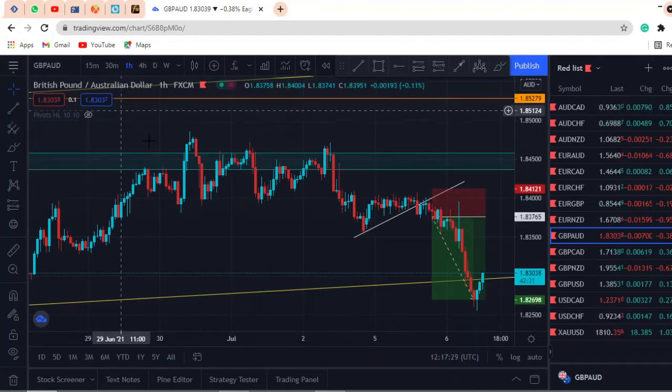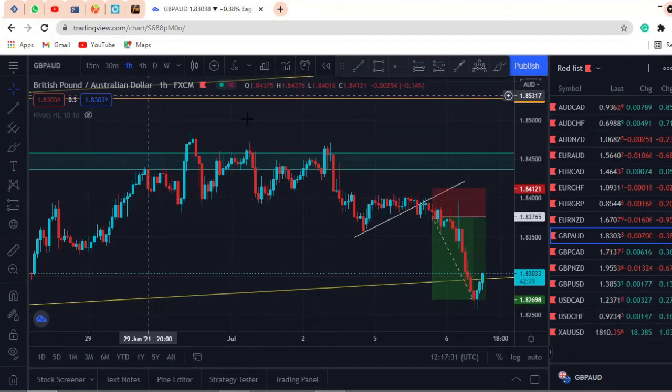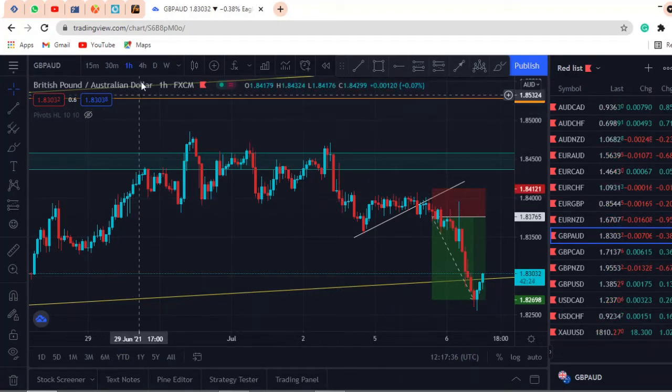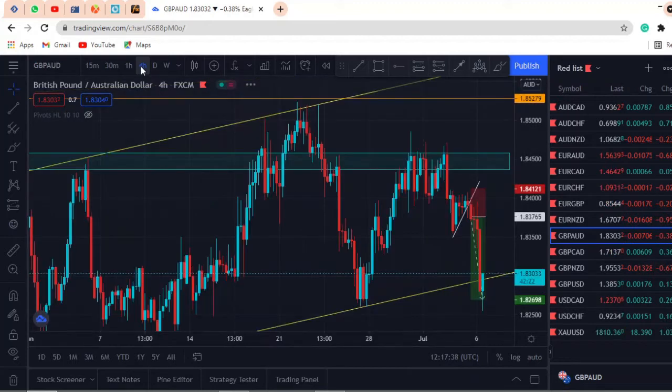So I want to show you a very simple strategy on GBPAUD. It's a trade that I took yesterday, and how it went. So I was on the 4 hours time frame.